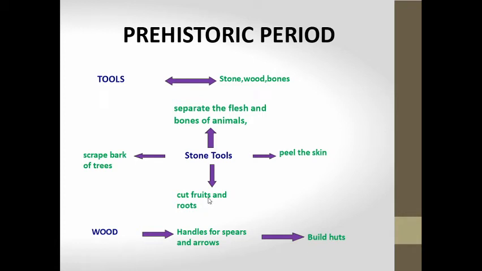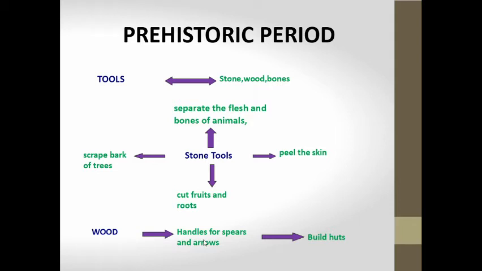Since they collected fruits and roots, they used the tools to cut the fruits and roots and scrape the bark of trees. So these were the things they were using the stone tools for. Then wood and even bones were used as handles for spears and arrows, and they used wood for building huts. So they built huts using wood, and they stayed there.